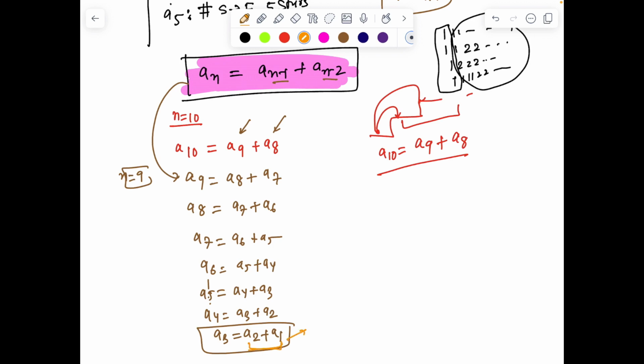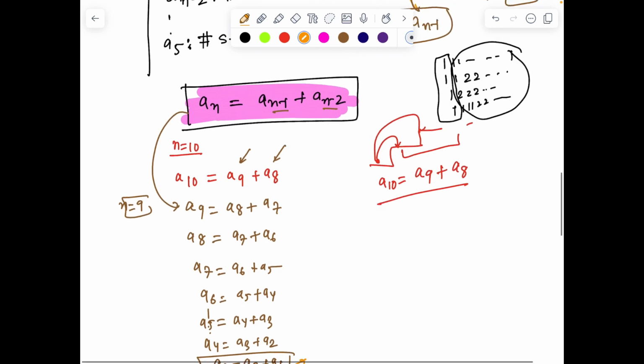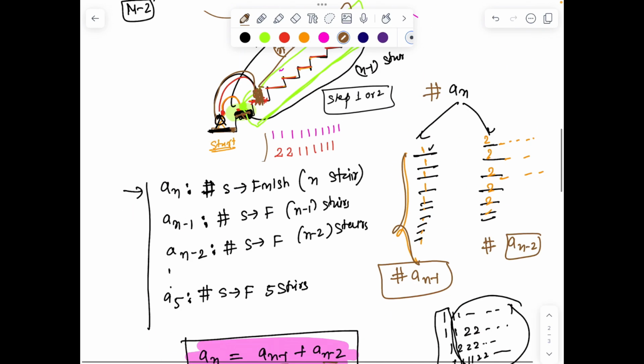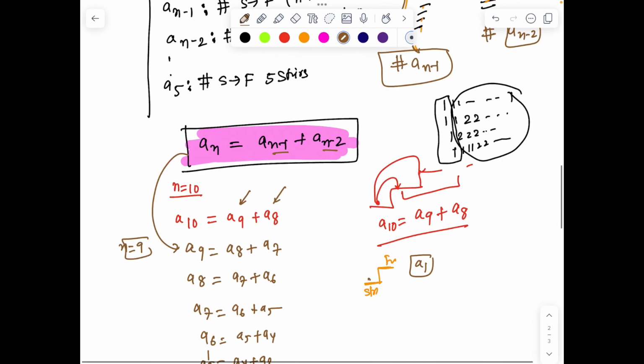Now you see, finding a1 and a2 is very simple, because what is a1? When we have only one stair, it means this is a starting point and this is a finishing point. So in how many ways can Golu do it? a1 means the number of ways, putting n equals 1, that Golu goes from the start to the finish when we have one stair. So for one step we have only one choice, directly jump with a step of 1, because no step of 2 is available. So a1 is 1. This is our base case.